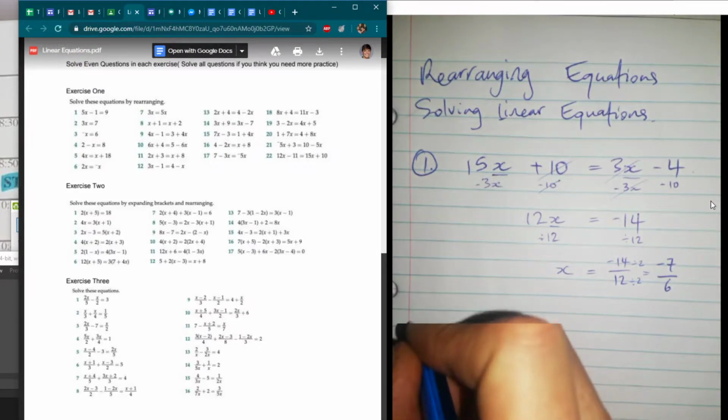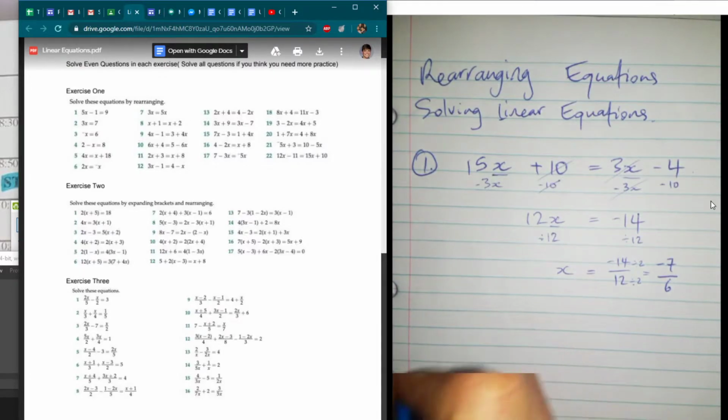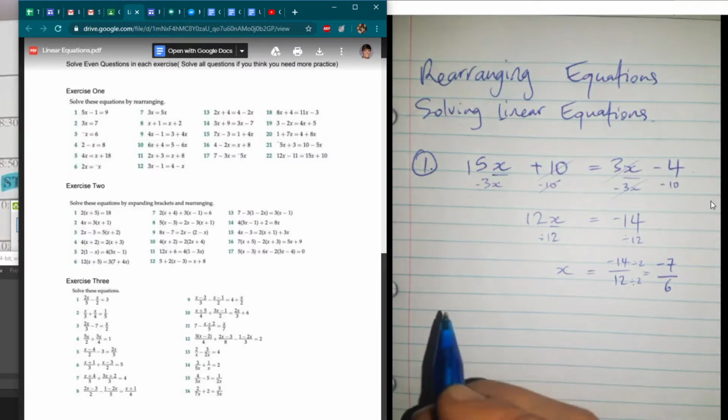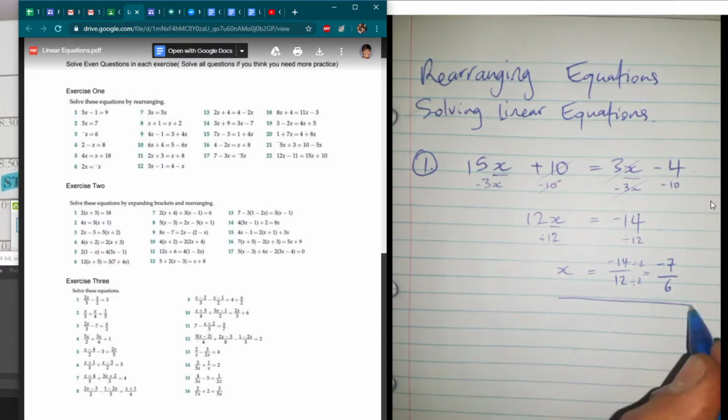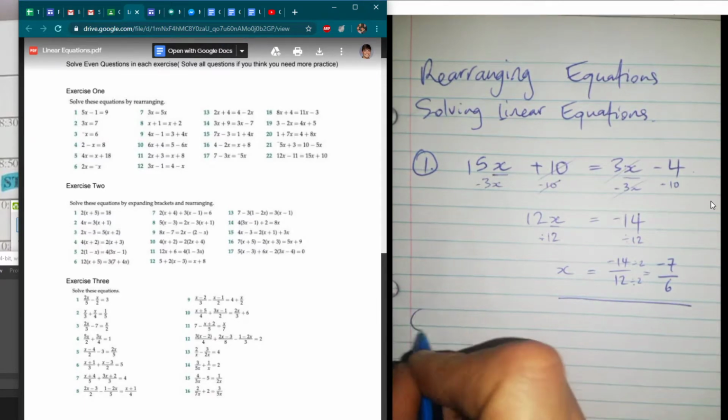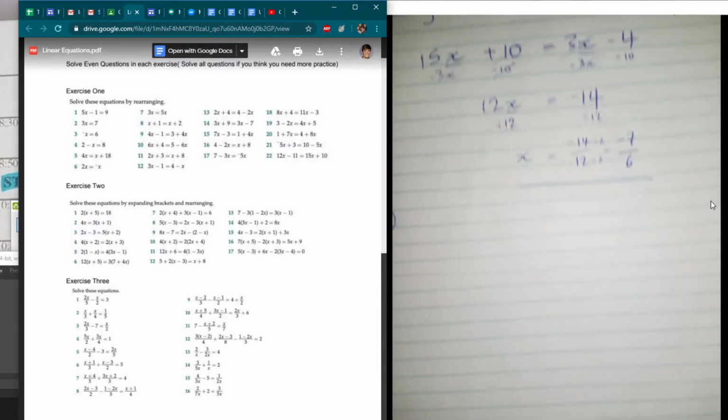So that's example number 1. Fully simplified. We've actually solved for x. X is negative 7 over 6. So the second example, let me give you a bit of space.